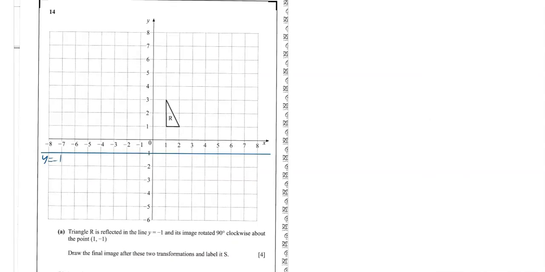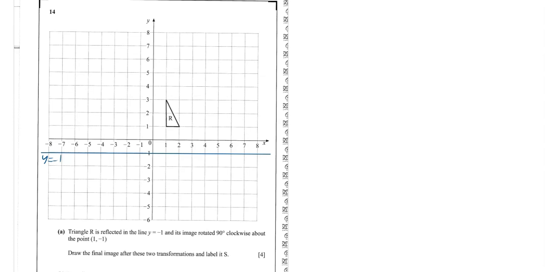Question 14 says, triangle R is reflected in the line y equals minus 1, and its image is rotated 90 degrees clockwise about the point 1, minus 1. Draw the final image after these two transformations and label it S. Okay, first of all, I've already drawn the line y equals minus 1. You can see it's just a horizontal line going through y equals minus 1.